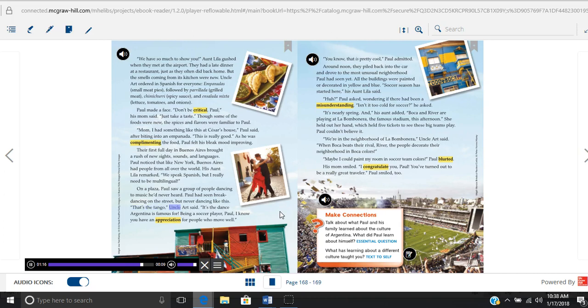"That's the tango," Uncle Art said. "It's the dance Argentina is famous for. Being a soccer player, Paul, I know you have an appreciation for people who move well."